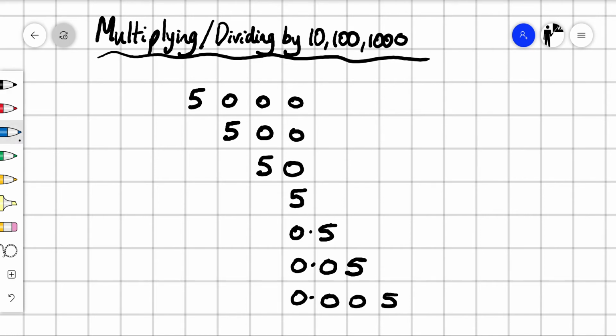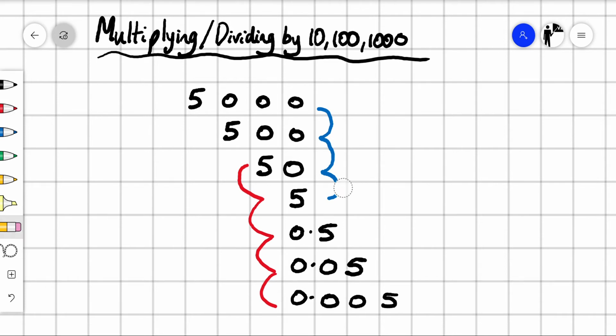Maybe you notice that to get from here to here you've multiplied by 10. And from here to here multiply by 10 again, and from here to here multiply by 10 again. Or maybe you've noticed that from here to here we've divided by 10, and then we've divided by 10, and divided by 10, and divided by 10.